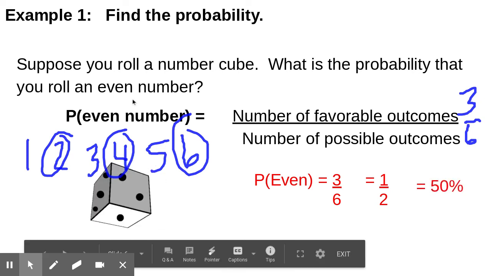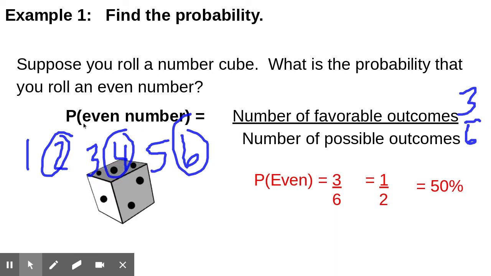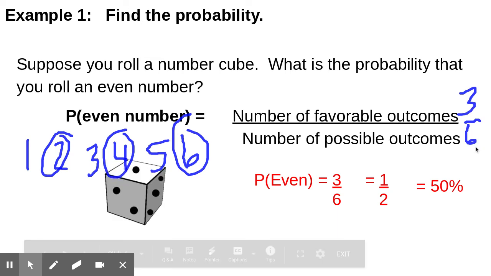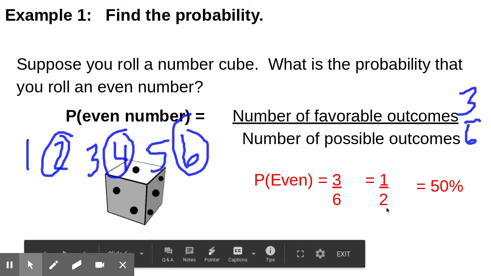All right. So again, this P stands for probability. The even number, that's what you want to have happen. So the probability of getting an even number on this number cube is 3, because there's 3 even numbers, 2, 4, and 6, out of the 6 total possible outcomes. So I reduce the 3 out of 6 to 1/2, and I change it to a percent, which is 50%.